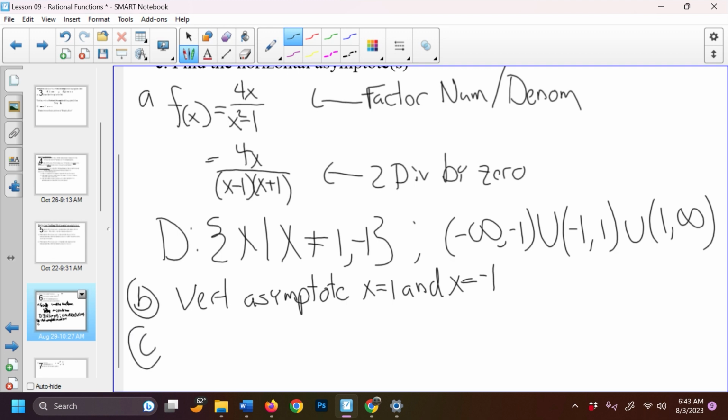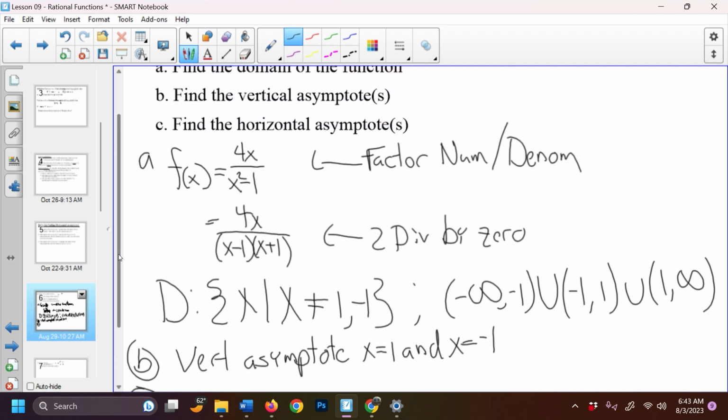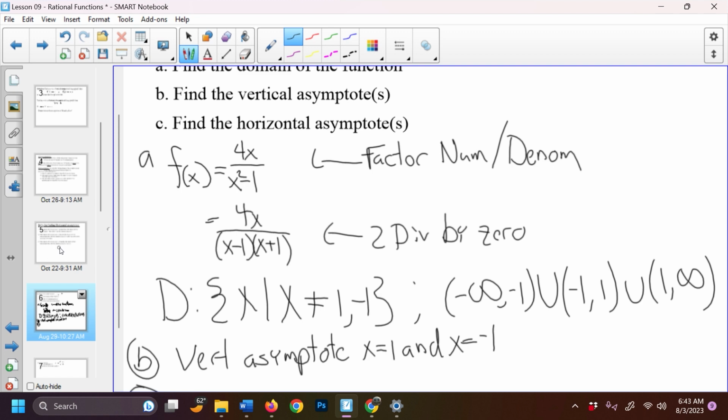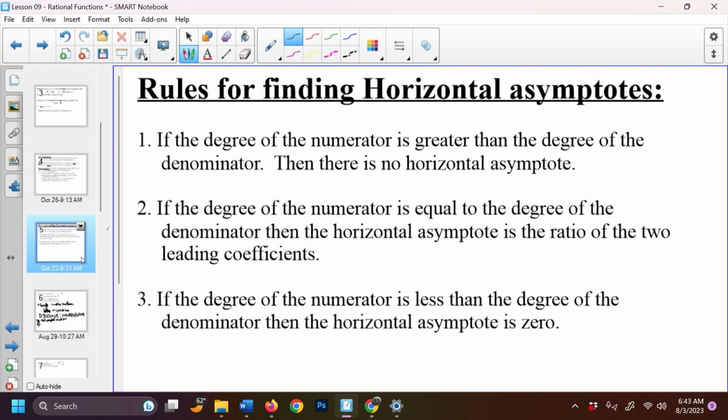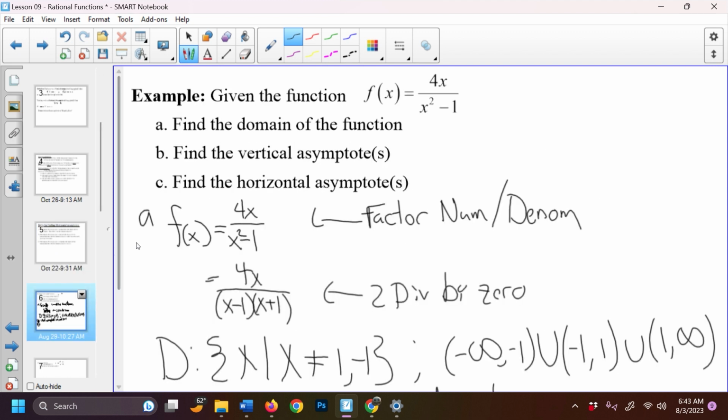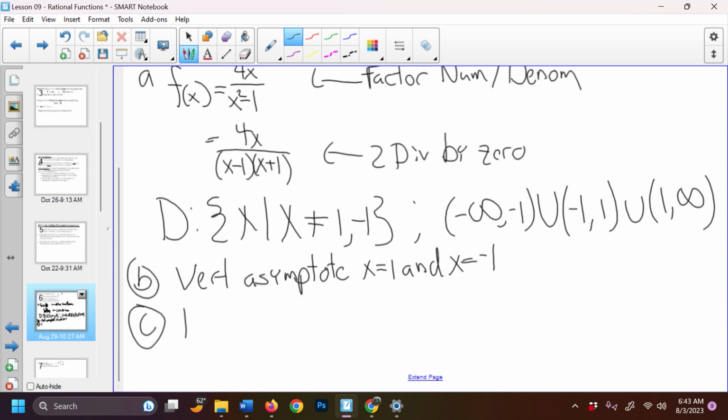Part C asks us to find the horizontal asymptotes. Well, if we go back to this list here, we are going to be comparing the degree of the numerator to the degree of the denominator. In this particular instance, the degree of the numerator is just 1 and the degree of the denominator is 2. Therefore, the degree of the denominator is greater than the degree of the numerator, so our horizontal asymptote is just going to be y equal to 0.